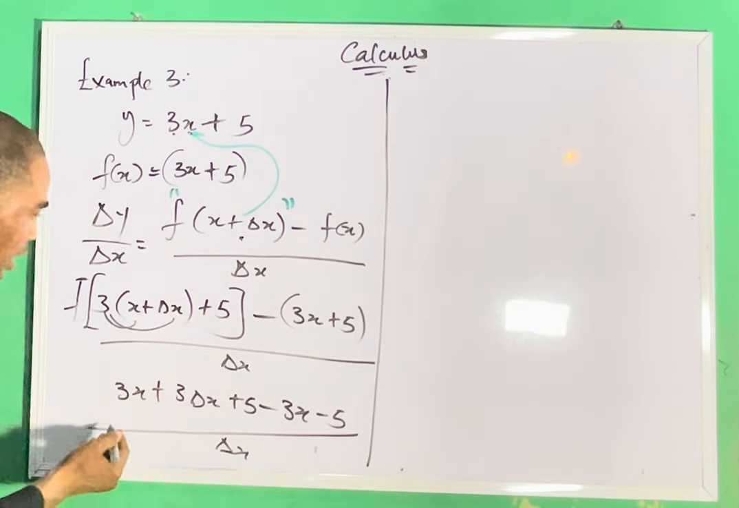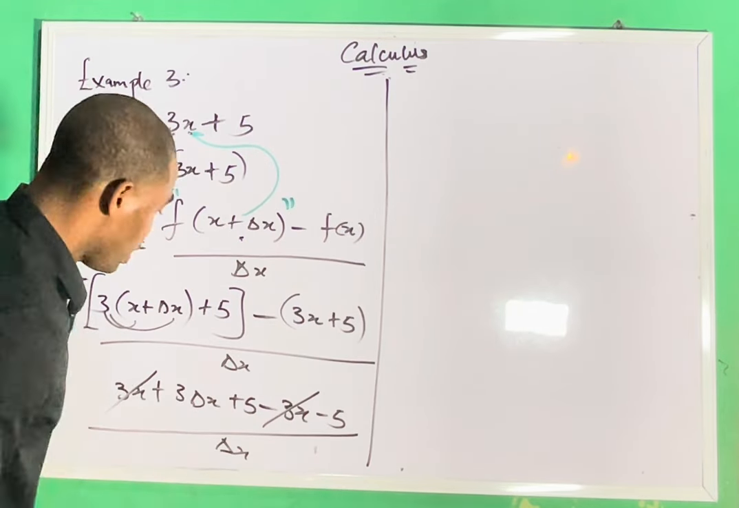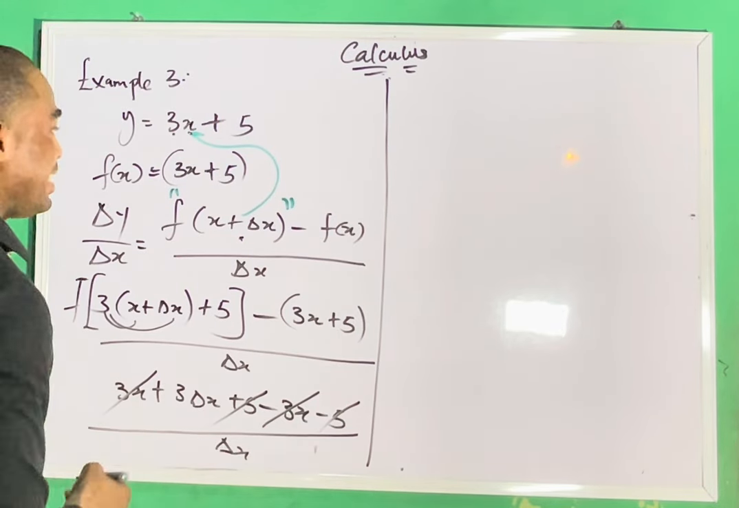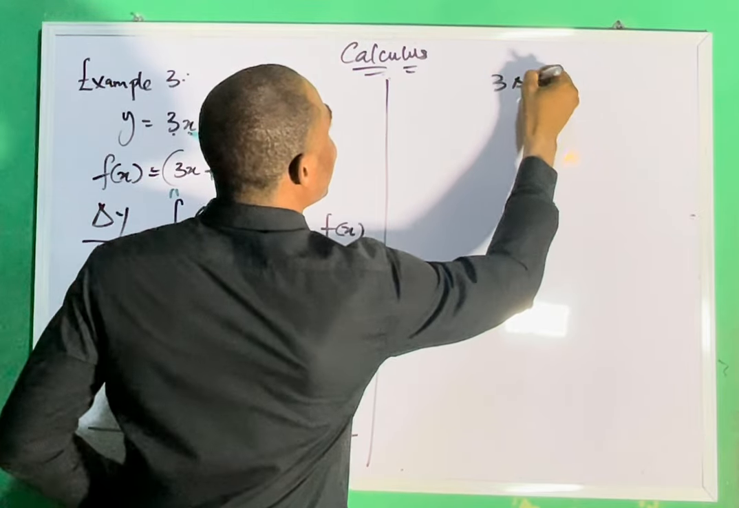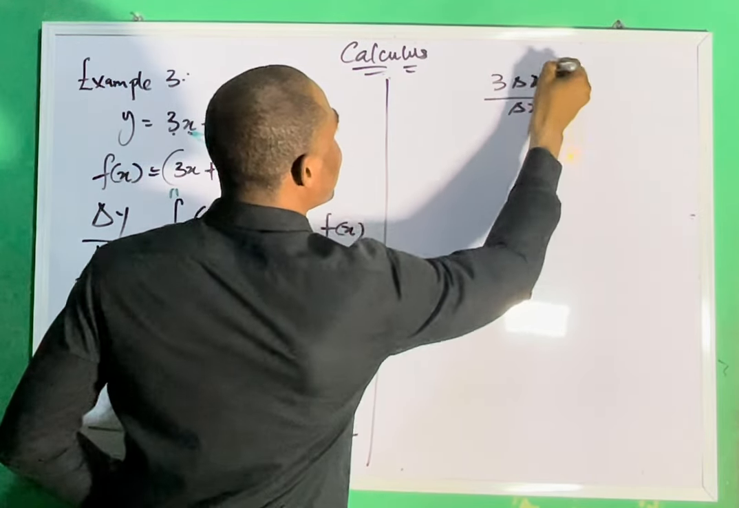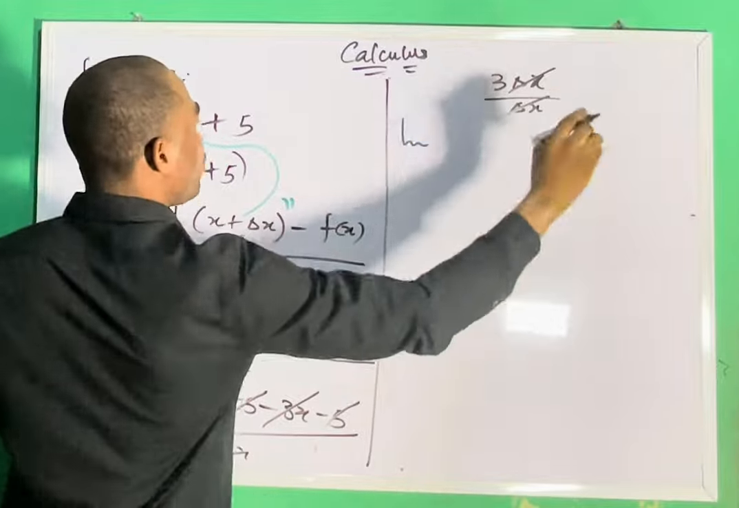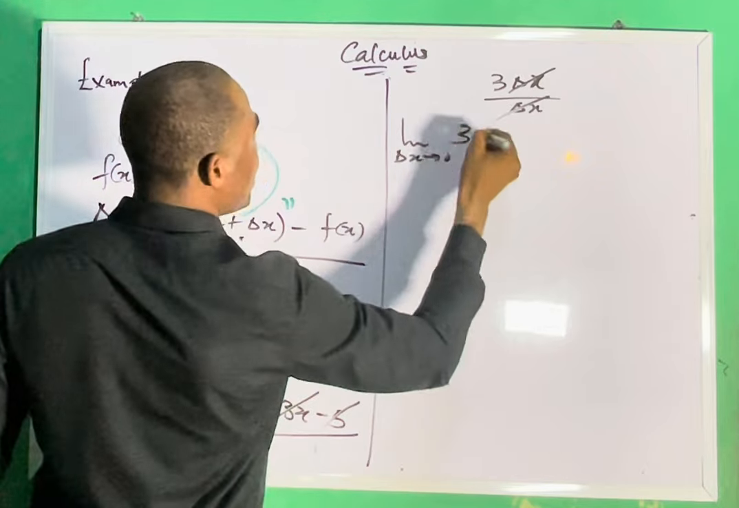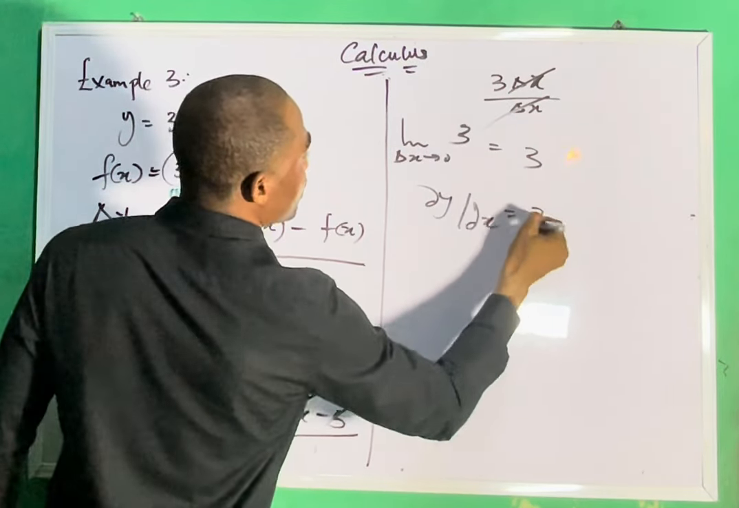Then, let's see what can cancel each other. This minus 3x can cancel this positive 3x. Am I right? Then this minus 5 can cancel this positive 5. Then I'll be left with 3 change in x over change in x. This will cancel this. Therefore, I'll now introduce limit when I don't have anything to do again. Then change in x tends to 0 of limit 3. Then our final answer is 3. That means dy/dx is 3.